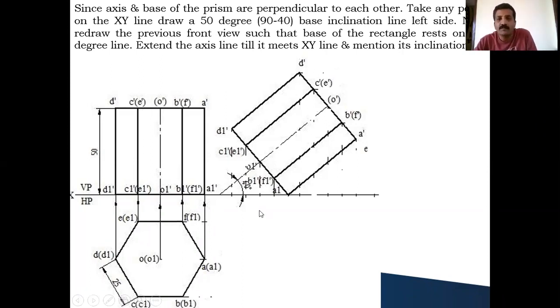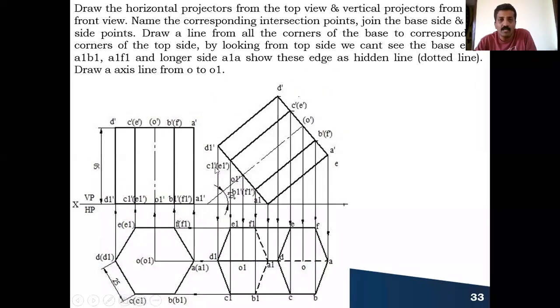Now the second position top view, what you have to do? You have to keep on drawing the vertical projectors from all the points of the previous front view like this, and you have to draw the horizontal projectors also like this from all the points of the previous top view also. Now we have to coincide the points.